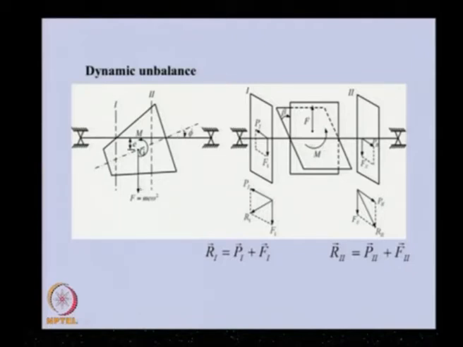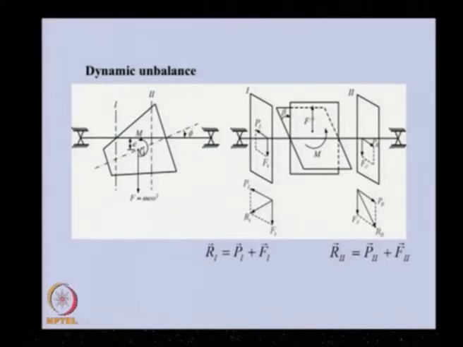Because of the offset, let us say we have a centrifugal force F. This F is, let us say, in a vertical plane, and the couple coming because of the tilting is, let us say, in another plane which is inclined with the previous plane by angle beta. So, this couple is acting on this inclined plane. Now, we need to balance this force as well as the moment. For this, we can take one at a time.